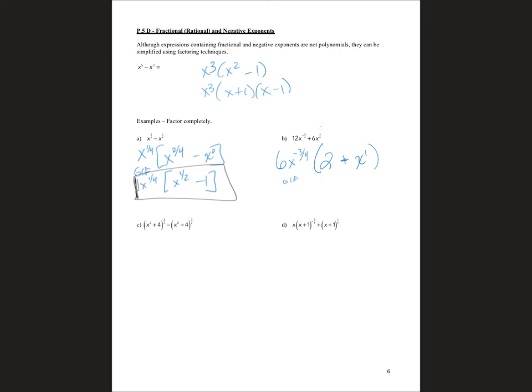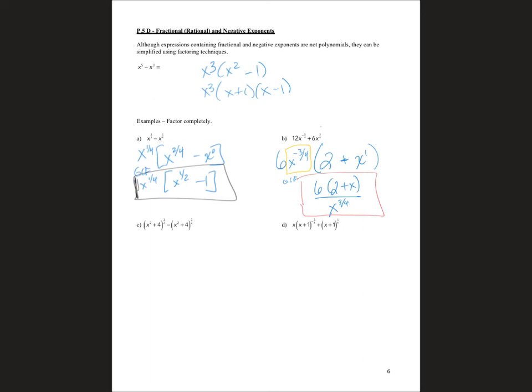Now, I want to rewrite this without a negative exponent. So I see that this term here has a negative exponent. This base factor has a negative exponent, so it has to move to the denominator. So in the numerator, I have x times (2 plus x), and in the denominator, I have x to the 3/4. That is my final answer.